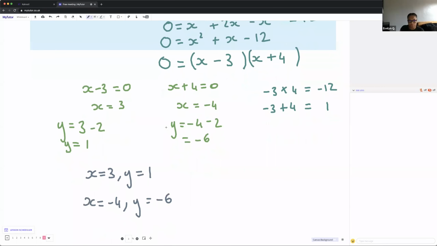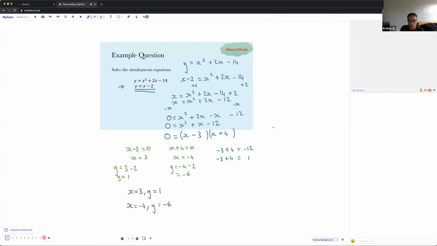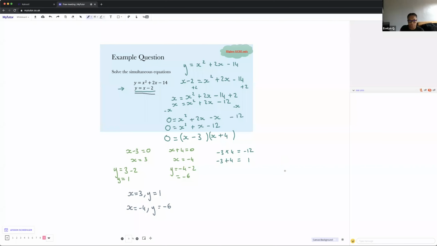So always make sure you match up your y's with your x's, because you get more than one solution for both. Hopefully, I'm going to zoom out so everyone can see the different steps that I took. It is a lot of working out, and make sure that you write it in a nice structured way so it's easy to see.